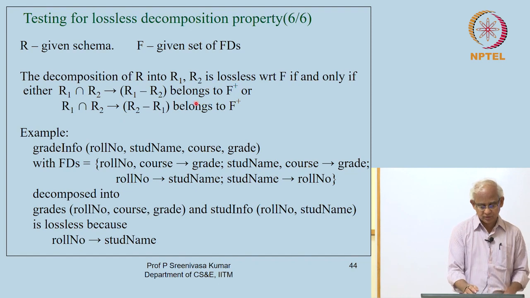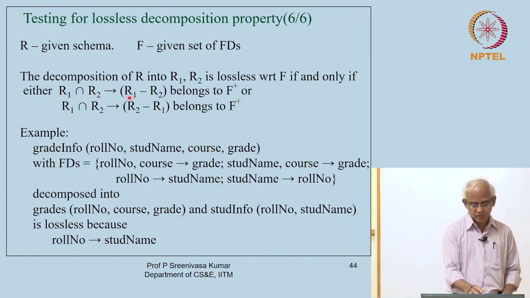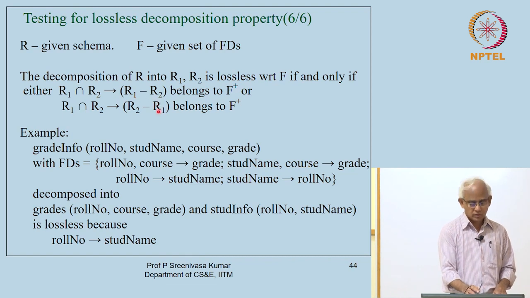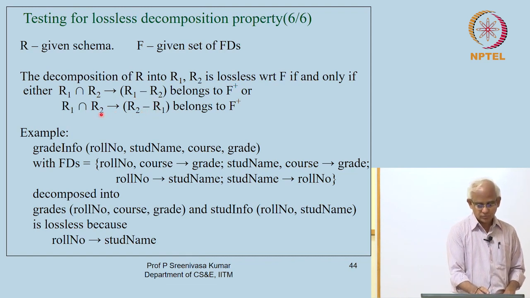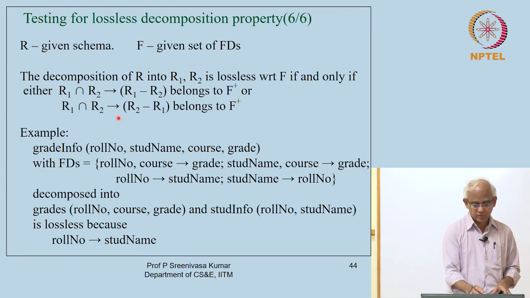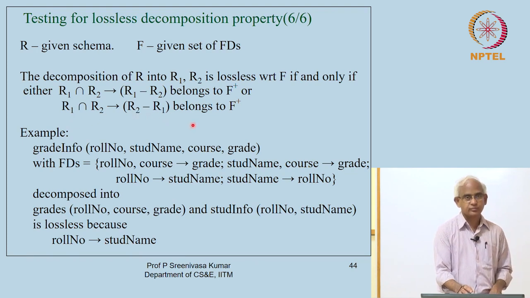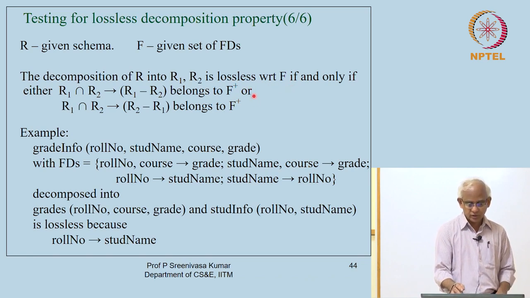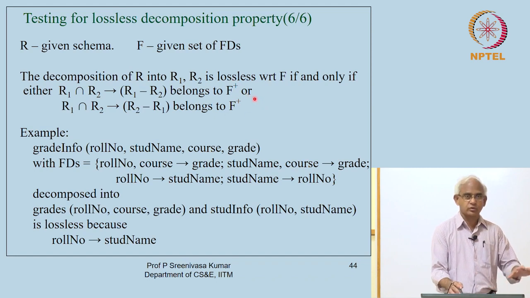It is a simpler check that we can do, which is that R1 intersection R2 determines R1 minus R2, or R1 intersection R2 determines R2 minus R1. If any one of these belongs to F plus, then such a decomposition is lossless. This is another interesting property of these decompositions. So, this is easier to check, you do not have to go through an elaborate algorithm for doing this.